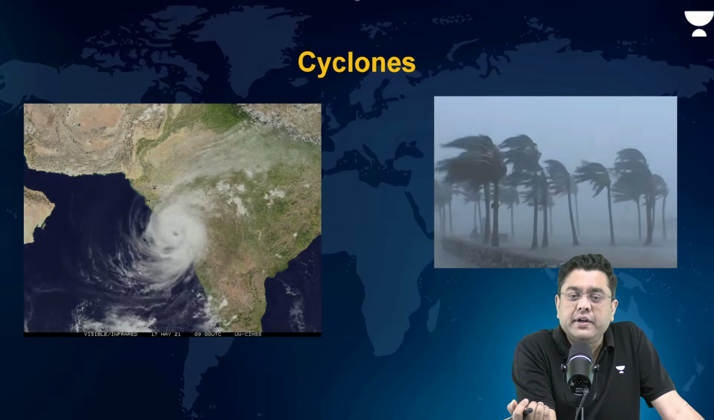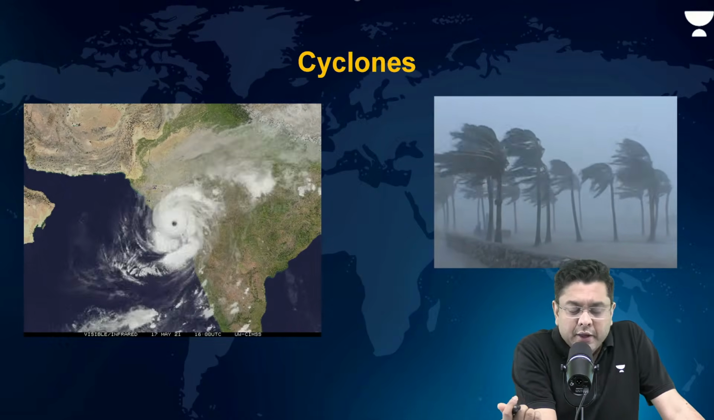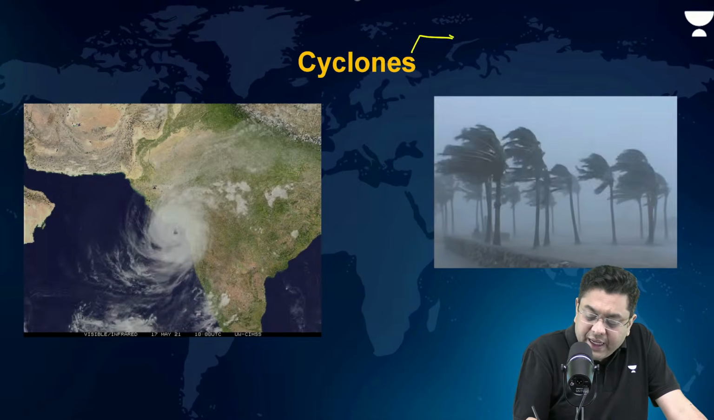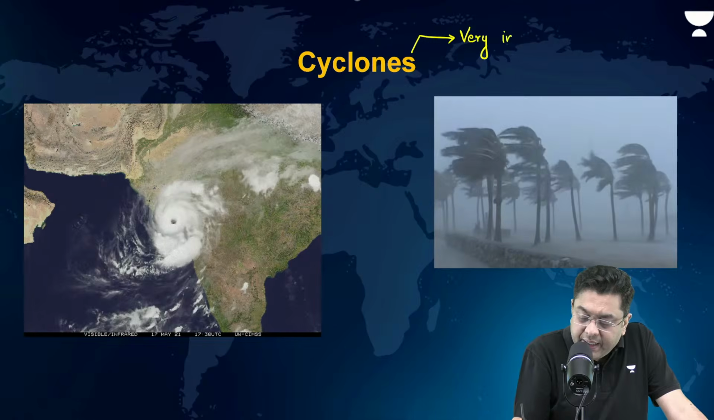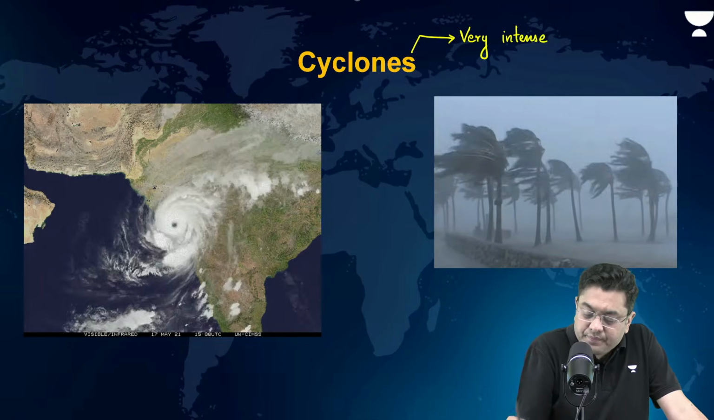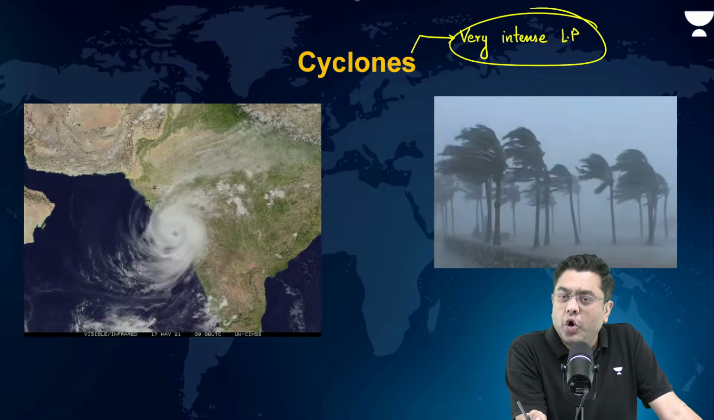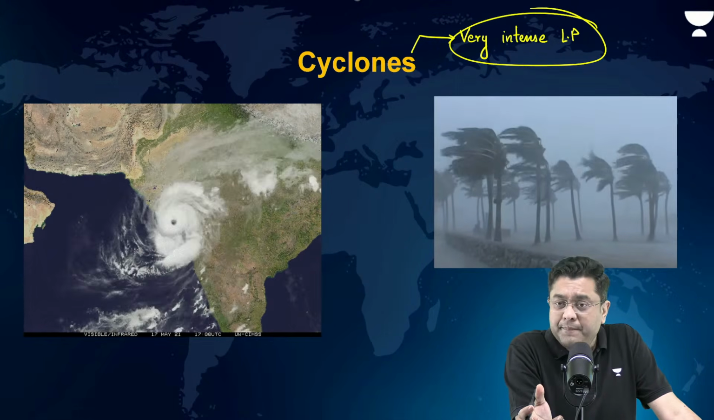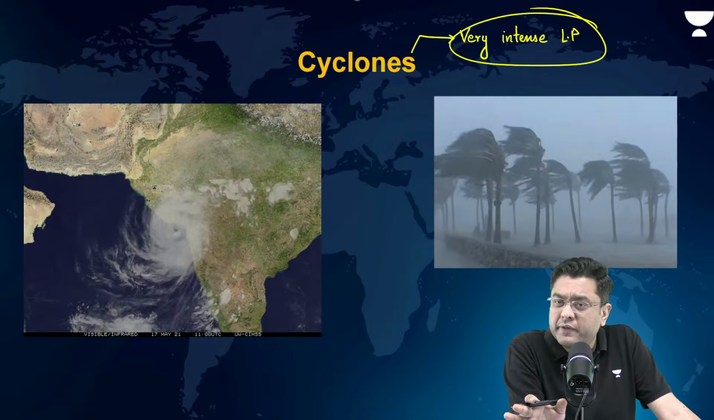Now, why is it caused or why is it created? So, whenever you have the condition of very intense low pressure, it will attract winds from all different areas, not just any low pressure, very intense low pressure. It will attract winds from all areas.